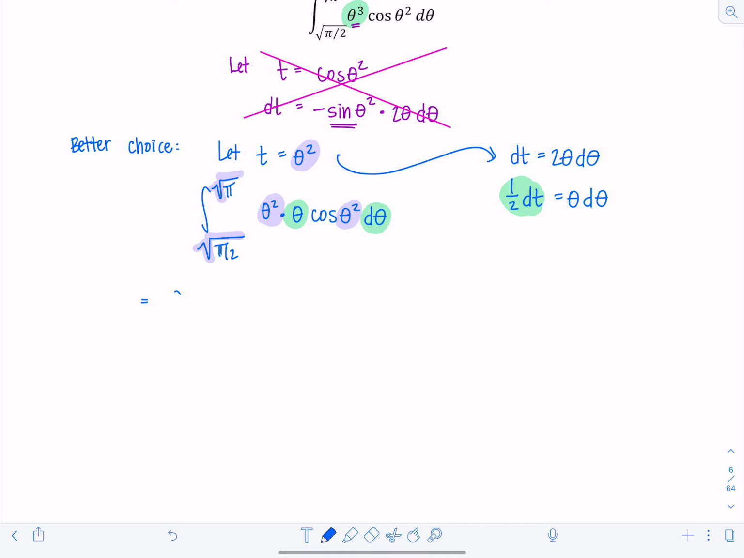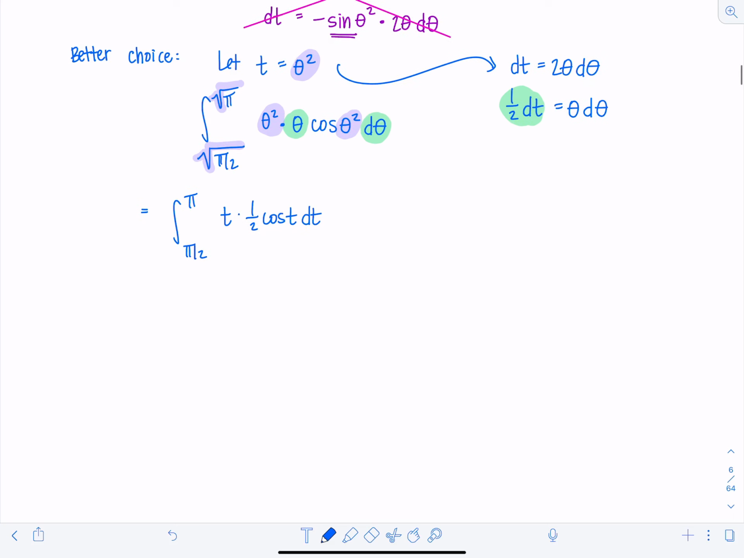You can't have part of it in terms of t, part of it in terms of theta. That's not well defined. So we have integral from pi over 2 to pi. And then remember, theta squared, that's t. And then I have a 1/2 cosine t dt. Okay, so nice. Let's take the 1/2 outside. You guys get in the habit: when there's a constant, pull it outside so it doesn't get in the way. So we've got 1/2 integral pi over 2 to pi t times cosine of t dt.